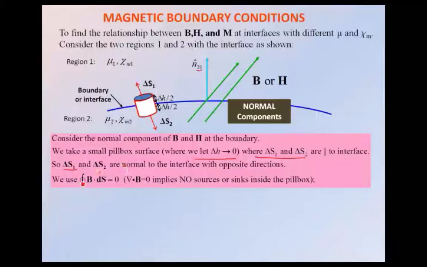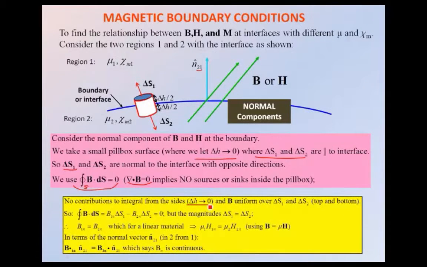In order to evaluate this normal change, we're going to use the fact that the surface integral of B dot dS, so this is over a surface, is equal to 0. And what that means, derived from the fact that the divergence of B is 0, is that there are no sources or sinks for B inside the pillbox. In other words, there's no monopoles.